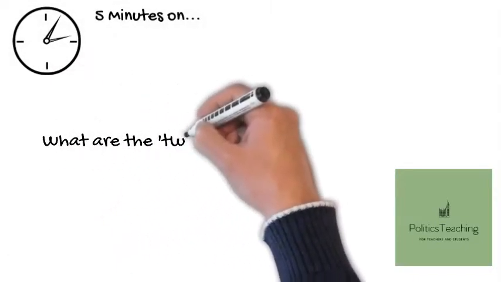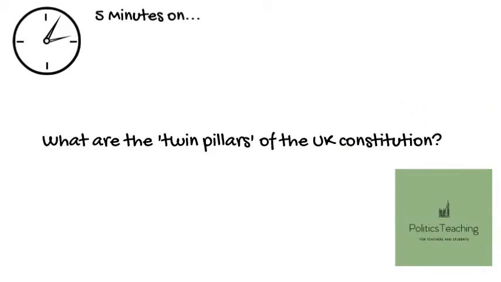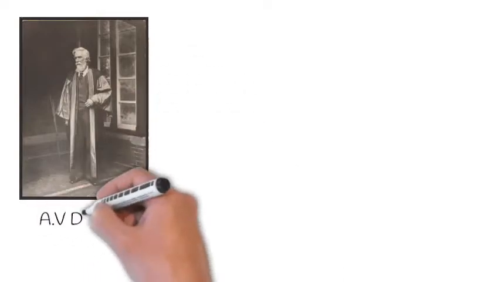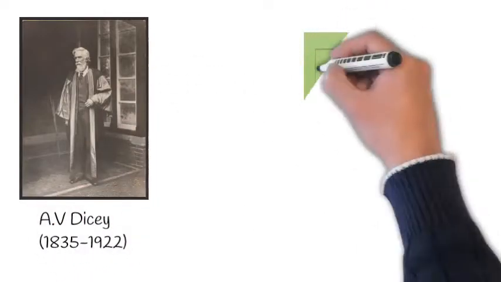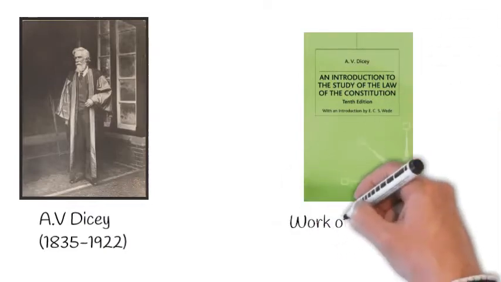Today, we're going to try to answer the question, what are the twin pillars of the UK Constitution? The term twin pillars, when considering the Constitution, was coined by the Victorian constitutional scholar A.V. Dicey and was first used in his 1885 book, An Introduction to the Study of the Law of the Constitution.